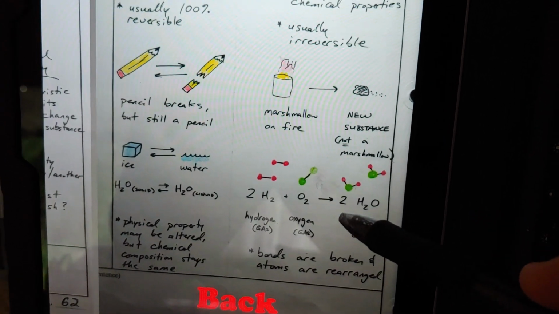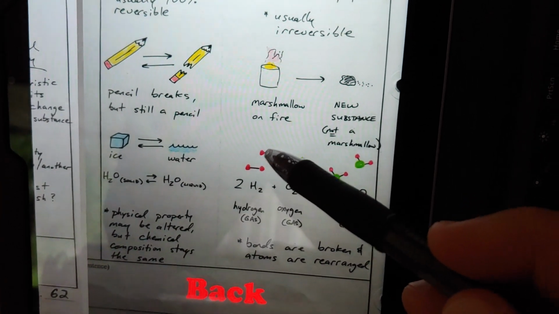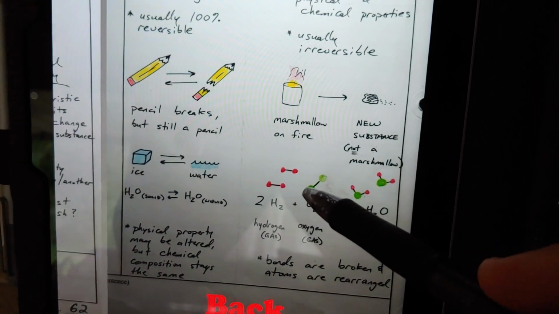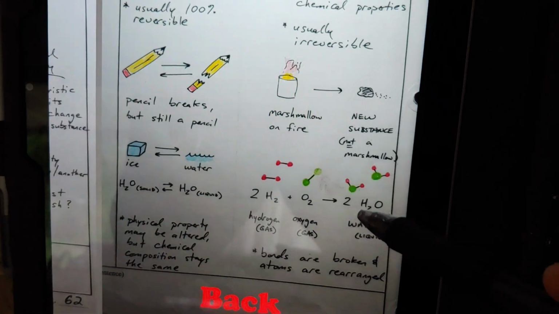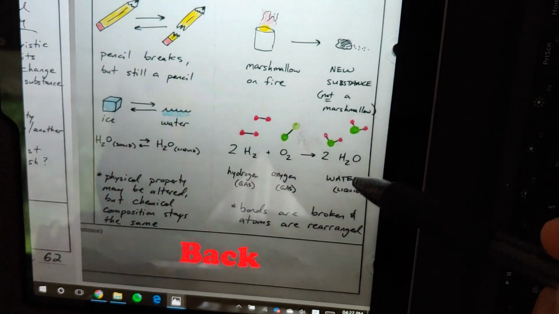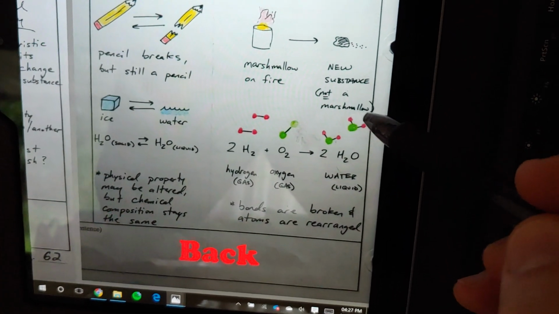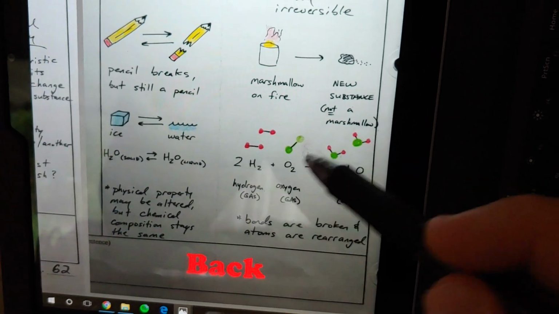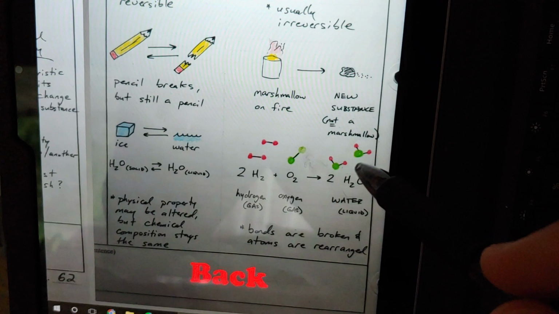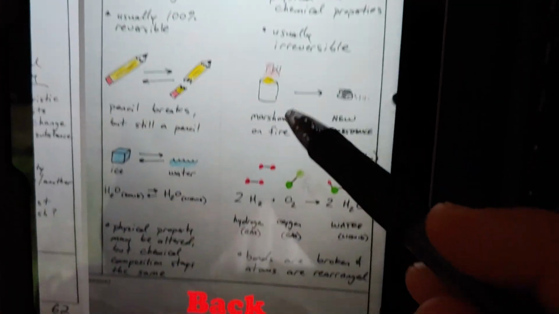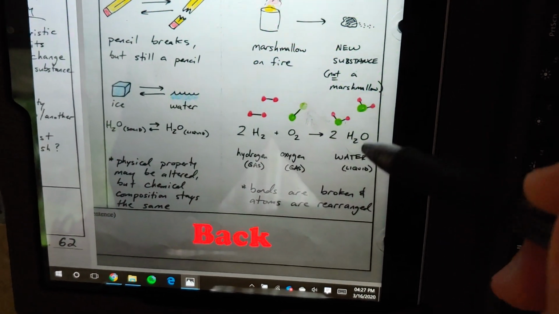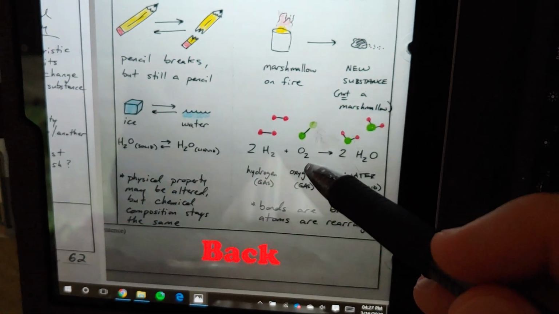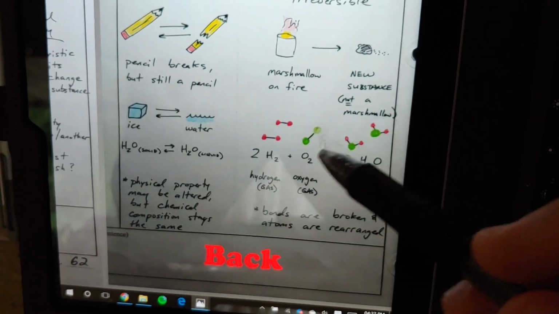Now, when we put it together, what we end up getting is two of these H's hook up with one of the O's, and the other two H's hook up with the other O, and we get 2H2O. This is liquid water. H2O, two H's and an O, and we have two of them. So this is a one-way reaction. Now, I did mention it's usually irreversible. We can actually turn liquid water back into hydrogen and oxygen. However, it wastes a lot of energy.